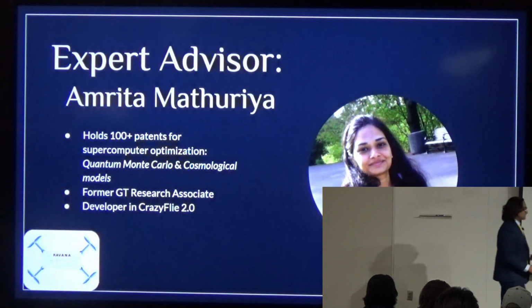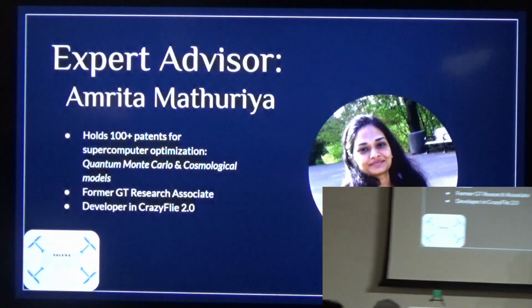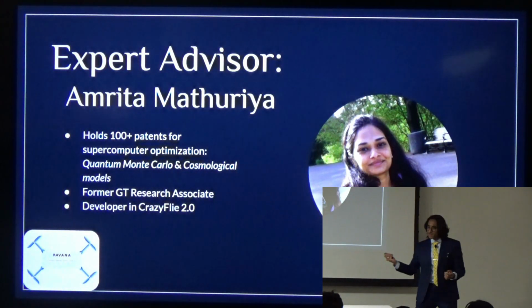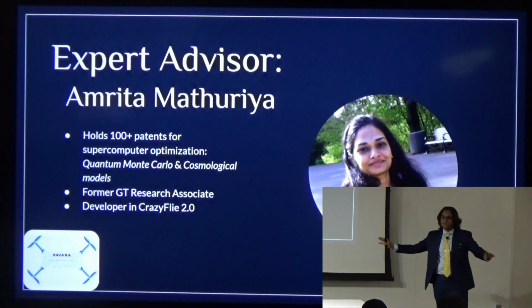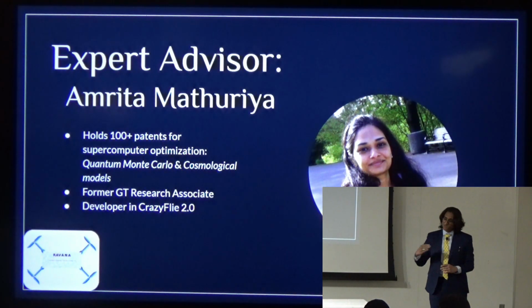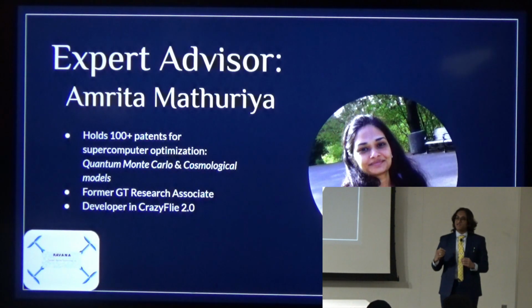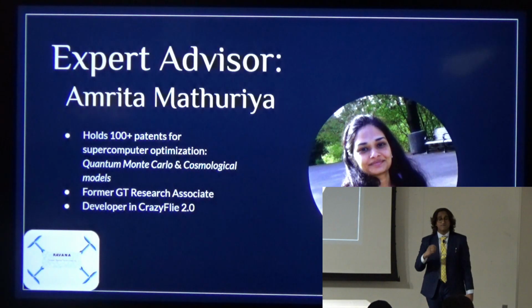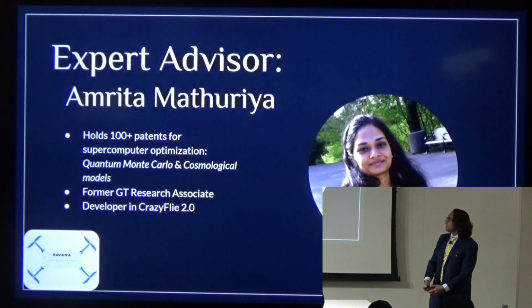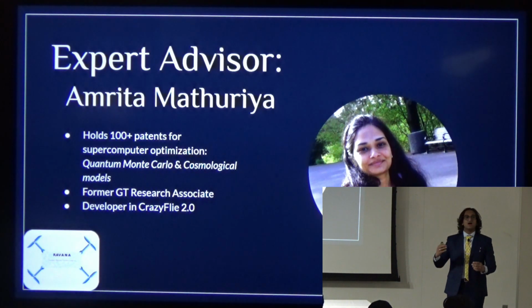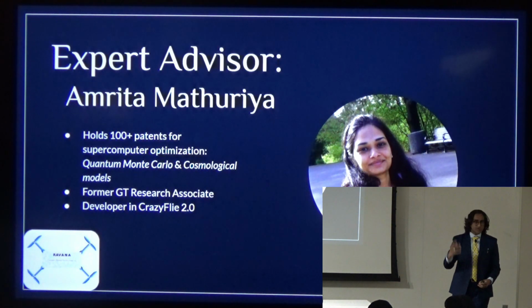Now, on with my advisory team, I have one expert advisor. Her name is Amrita Mathuria. She's currently out of Oregon. And one thing I want to highlight is that she has over 100 patents for just research into supercomputers and ideas of how can we change up circuitry so that it's for supercomputer optimization, for example, like cosmological models. Also, she was a developer in a recent startup for drones called CrazyFly, so having her input was really, really crucial.